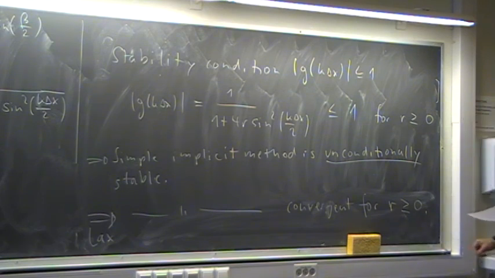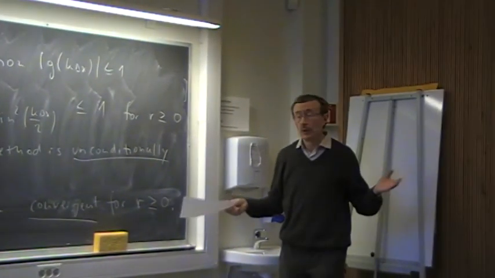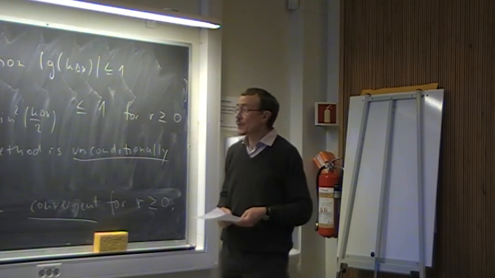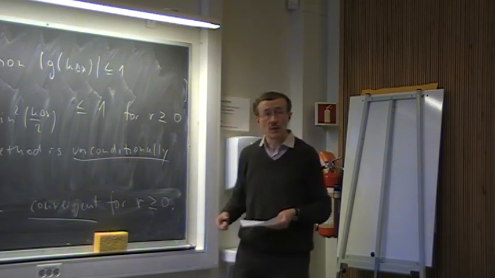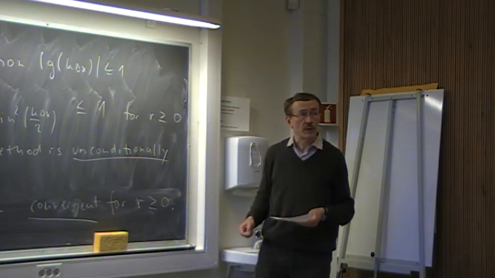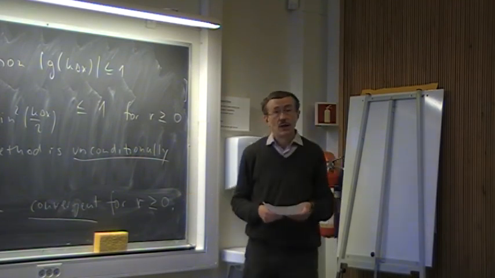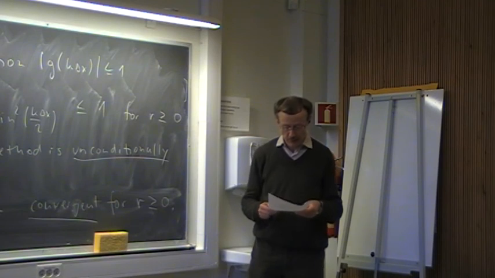So then we are finished. We have established what we want. The simple implicit method converges for any stability parameter r greater or equal 0. Okay, so then we are finished here.